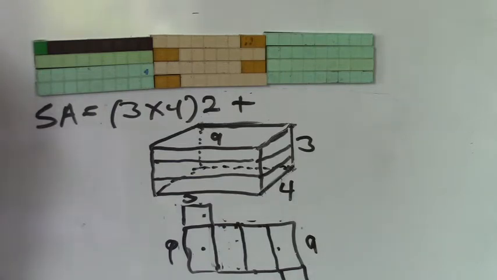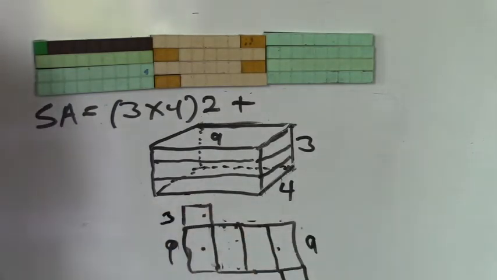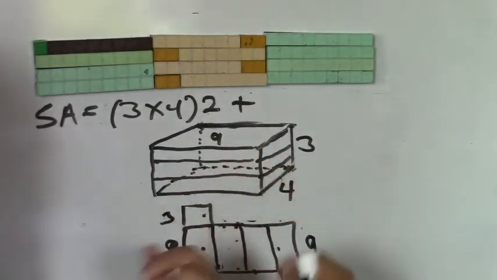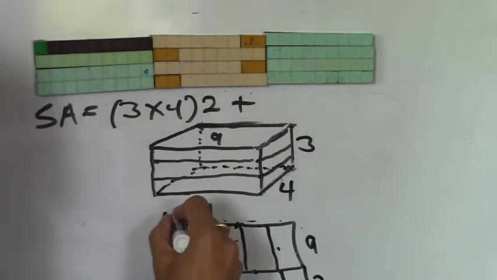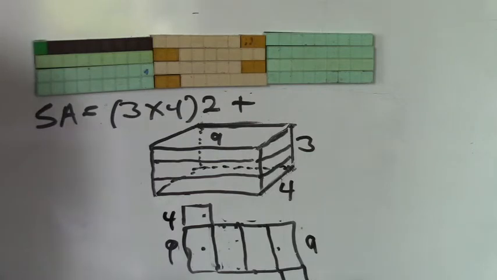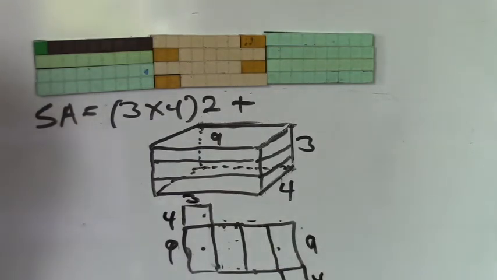Your surface area is going to be... That's what my problem is, being dyslexic. 24. 3 high. Okay. So when I lay it down, it's going to be 3, and then it's going to be... No, my 4 goes here, and my 3 goes there. There you go. Now I'm happy.